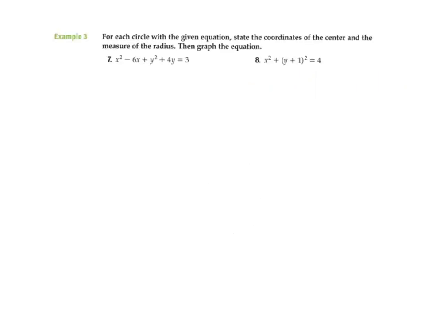So let's have a look at number 3. The one good thing about this is they've already put it in position for you. They've separated your x coordinates, they've separated your y's, and separated your radius. Same thing again.